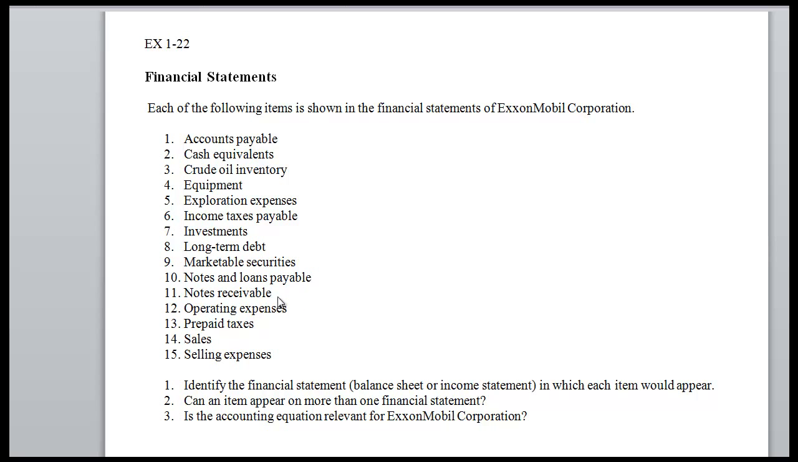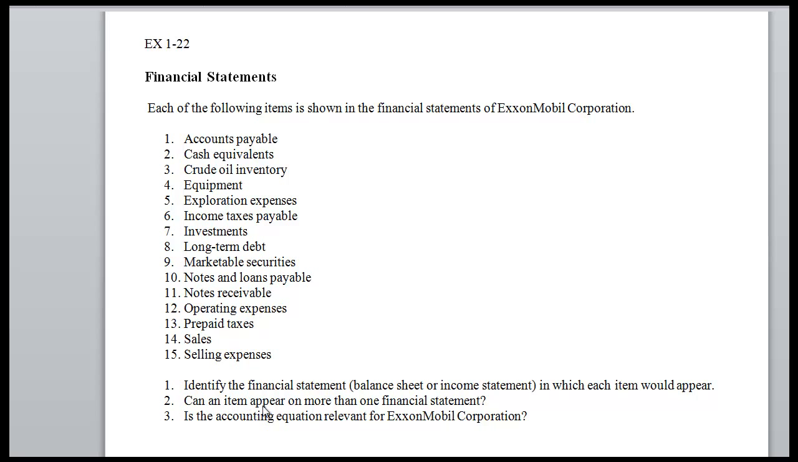Okay? A notes receivable would be just on the flip side of that. You would actually be the person that has lent the money and you're waiting to receive it. This is an asset and this is a liability. However, both show up on the balance sheet. We have our operating expenses, income statement, prepaid taxes, asset, sales. That's our revenue that belongs on the income statement, right? The profit and loss statement. So we show our profit and loss as well as these selling expenses.